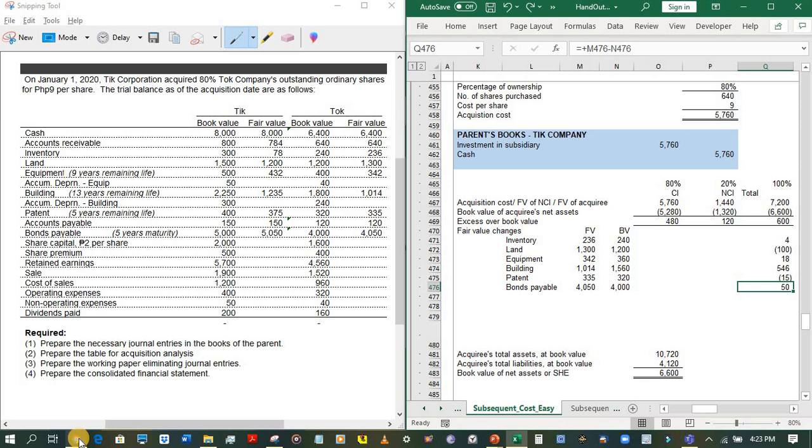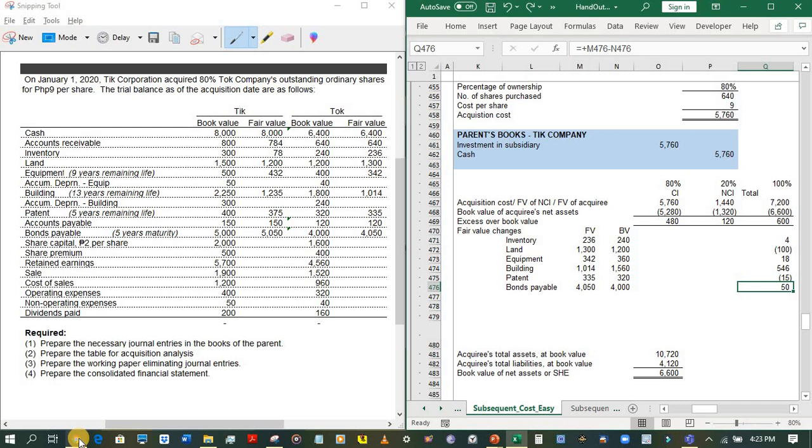It means that for a liability to increase, we need to credit the liability account for 50 pesos. And the corresponding debit is goodwill, which is for 50 pesos. So again, if we debit goodwill, 50 pesos, it will increase the goodwill of 600. That is why this is positive 50.